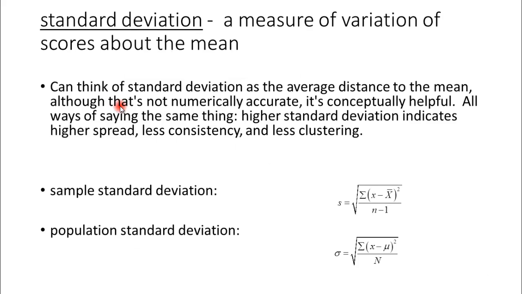The second measure is standard deviation. Standard deviation is a measure of variation of scores around the mean. You can think of standard deviation as the average distance to the mean, though it's not numerically accurate. It's conceptually helpful. A higher standard deviation means higher spread, less consistency, and less clustering. The standard deviation is the square root of variance. The variance formula was squared and then averaged, and this one is squared, averaged, and square-rooted.